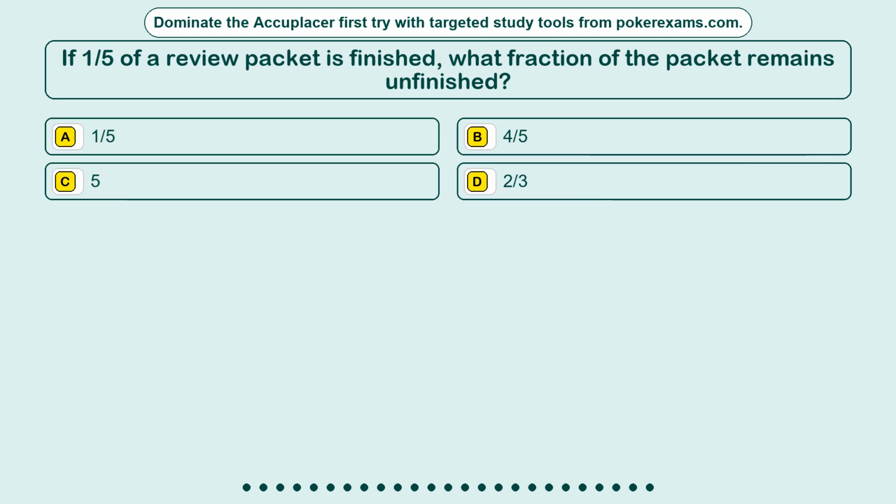Question 2. If 1/5 of a review packet is finished, what fraction of the packet remains unfinished? Option A, 1/5. Option B, 4/5. Option C, 5. Option D, 2/3.